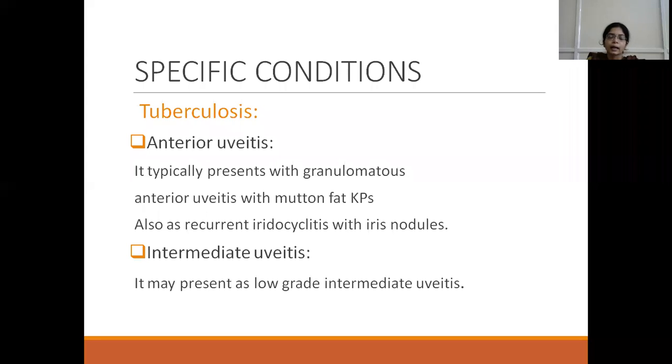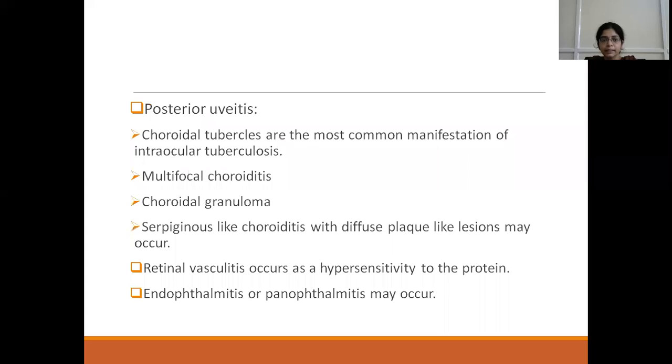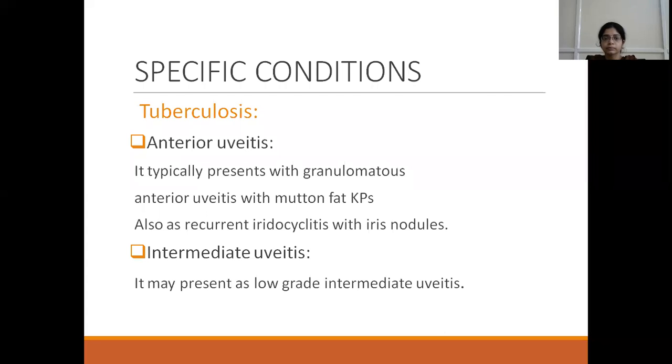Now, coming to some specific conditions, we have read a lot of these conditions, but we'll be highlighting only a few here. So the first one is tuberculosis. Tuberculosis can cause a lot of ocular findings, but we'll be restricting it to the uveitis findings. Tuberculosis affects the anterior part, the intermediate part, as well as the posterior part.